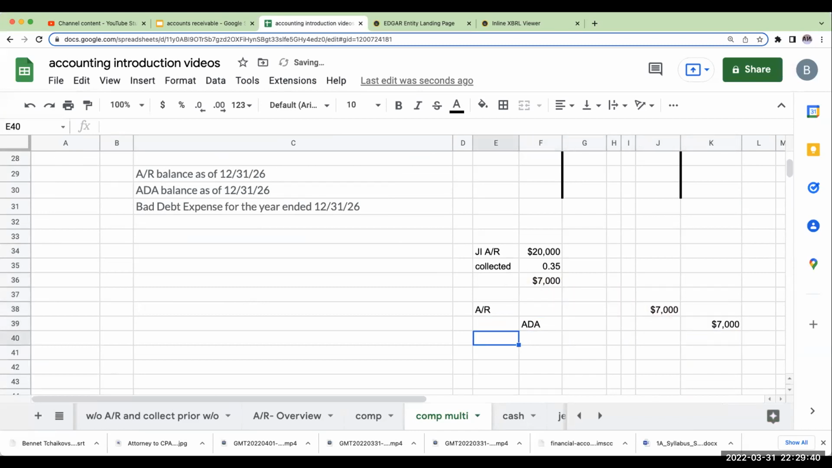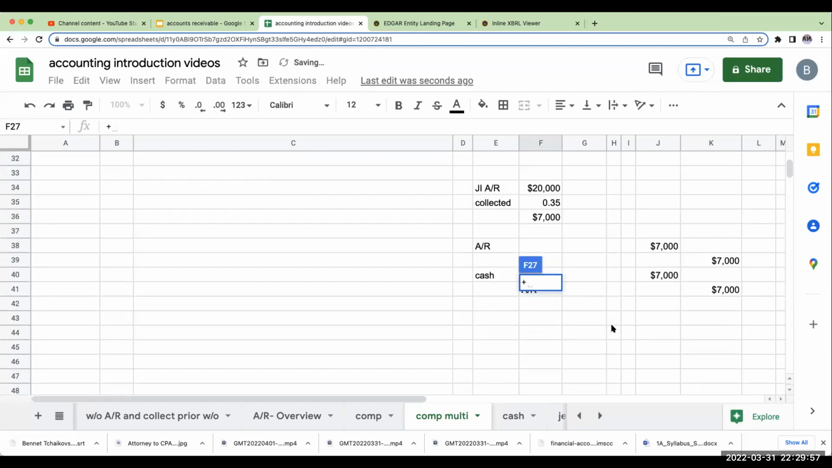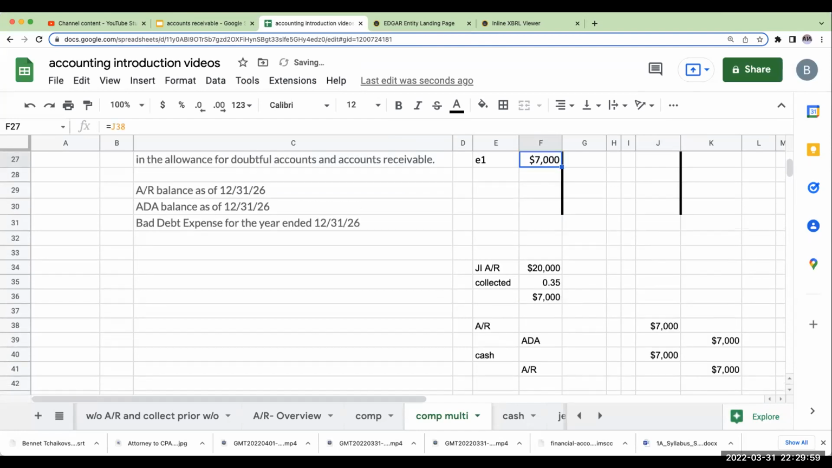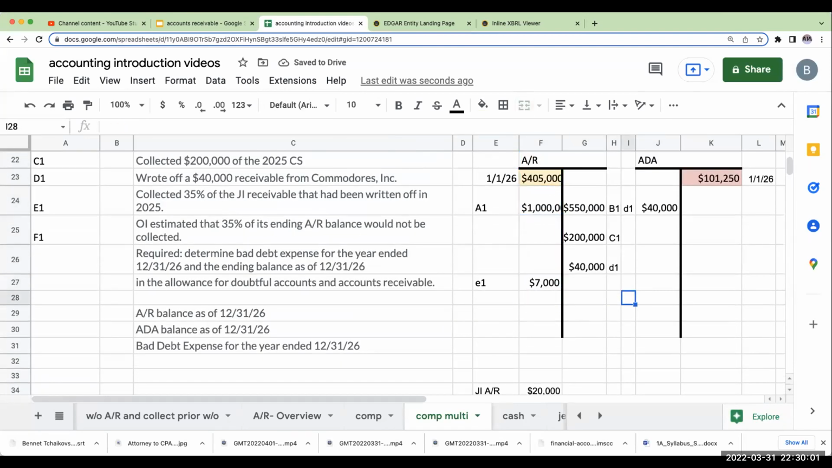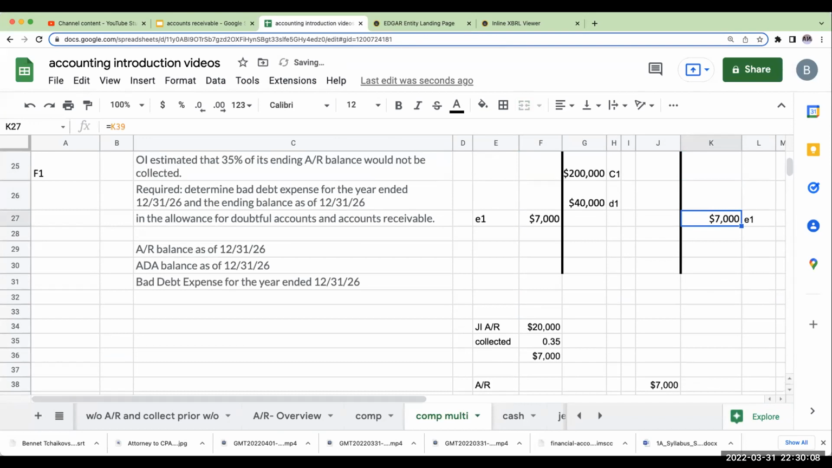Okay. Then I'm going to go through and collect it. So I'm going to debit cash, credit accounts receivable. So over here for letter E1, I'm going to collect, I'm going to basically reinstate the receivable. I'm going to debit accounts receivable for $7,000. Over here, I'm going to credit the allowance for doubtful accounts for $7,000.